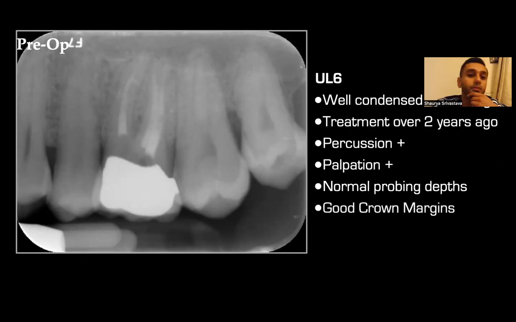Okay. We can see good crown margins as well. So that's a factor as well. See if there's any plaque retention or anything like that that might cause a perio problem. And there's no signs of periodontal pathology. So why has this treatment failed? That's what we're going to be diving into.